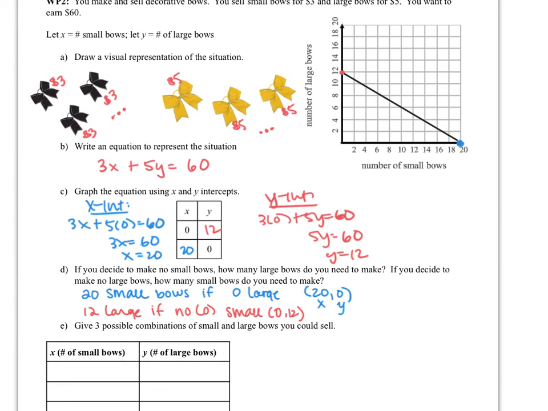So now you're going to use this graph, just like we did before, to find some possible combinations of small bows and large bows that we could sell. It's also important that whatever you find for your ordered pairs, you make sure that the total amount of money adds to $60. Find those combinations, see if you can come up with 3. If not, try to get at least 1, maybe 2. Pause the video, press play when you're ready to check your answer.